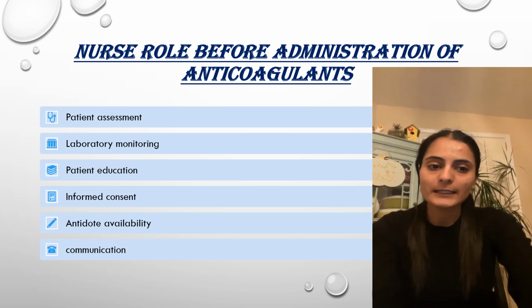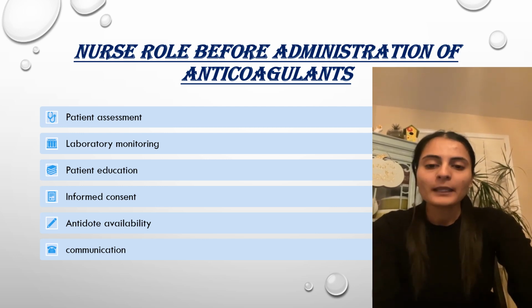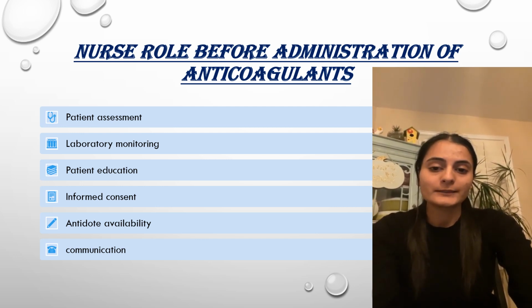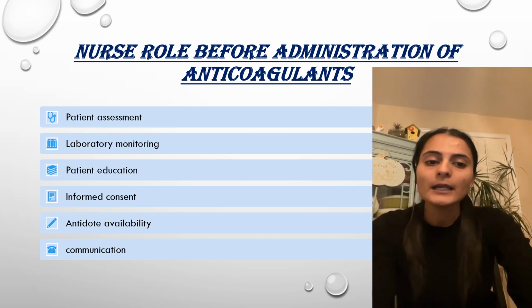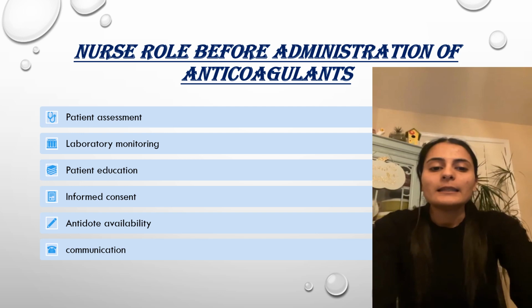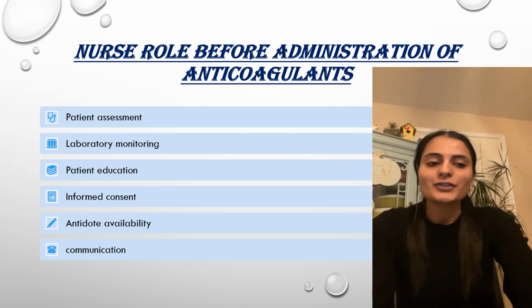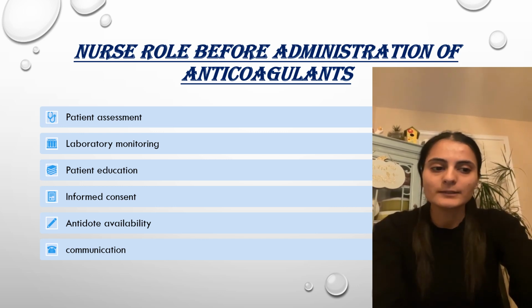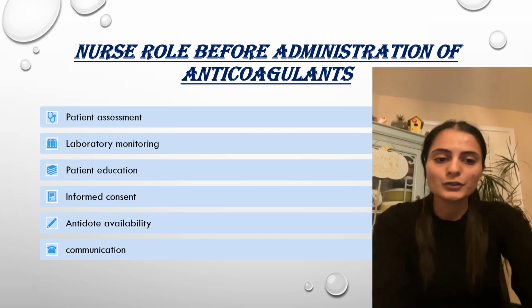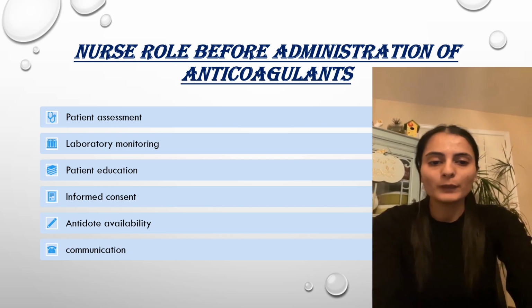Next is informed consent. Nurses ensure the patient or their legal representatives provide informed consent for anticoagulant therapy. Next is antidote availability. Nurses play a key role in ensuring that antidotes or reversal agents are readily available. They should be aware of antidotes specific to the type of anticoagulant being administered. And the last is communication. Effective communication is essential. Nurses collaborate with the healthcare team, including physicians, pharmacists, and laboratory staff, to ensure that the anticoagulant therapy is well coordinated.